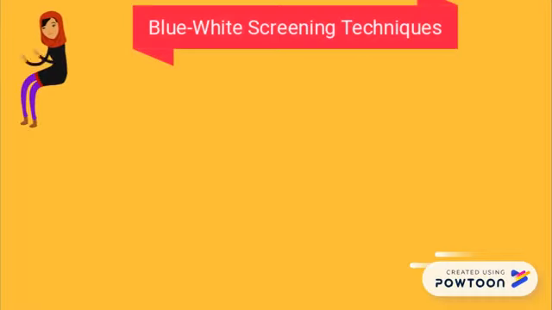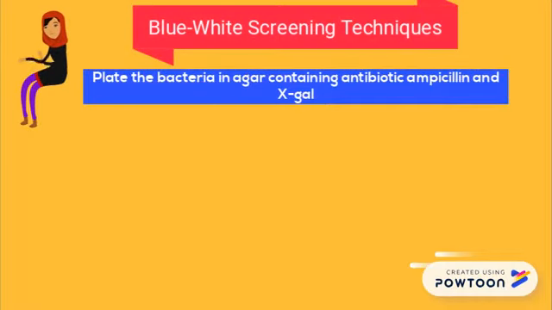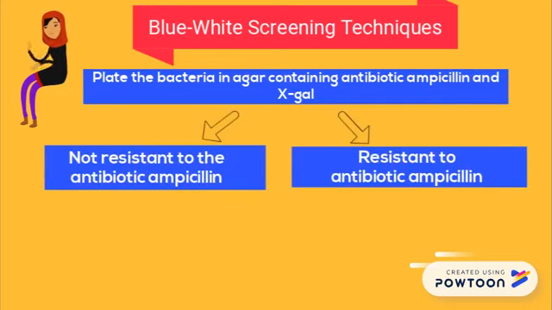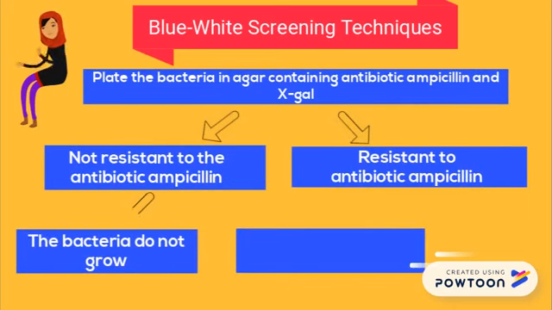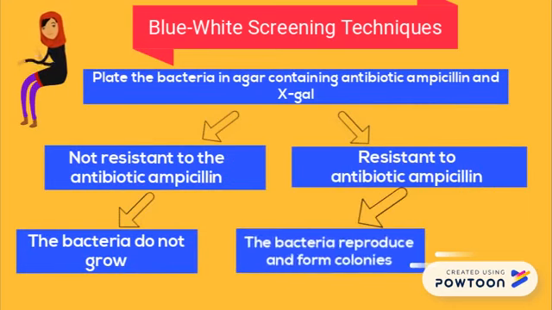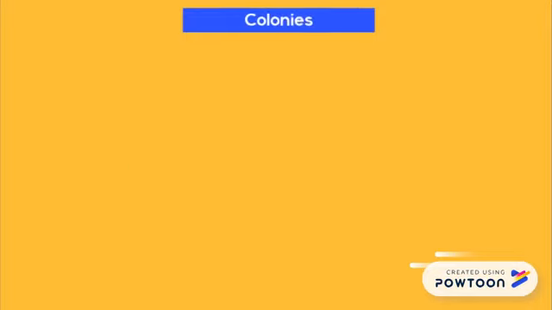Blue-white screening technique. Place the bacteria in agar containing antibiotic, ampicillin, and X-gal. It will produce 2 types of bacteria. The non-resistant bacteria to ampicillin will not grow. But bacteria resisting the antibiotic ampicillin will reproduce and form colonies. It will form two colonies.